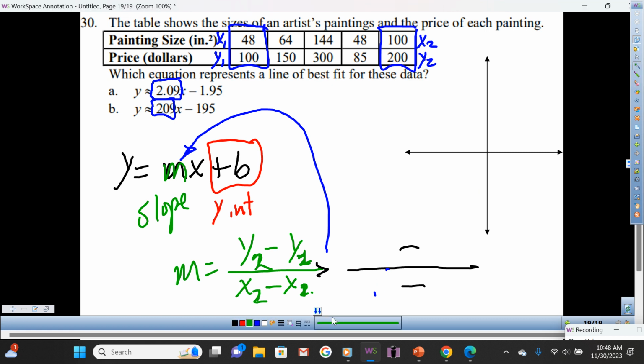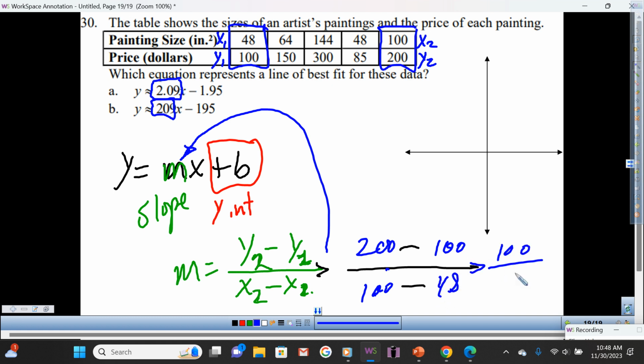So therefore, we got 200 over 100 and 100 over 48. That is 100 over 52. So how many times does, how many? About 2 times. So the correct answer is A.